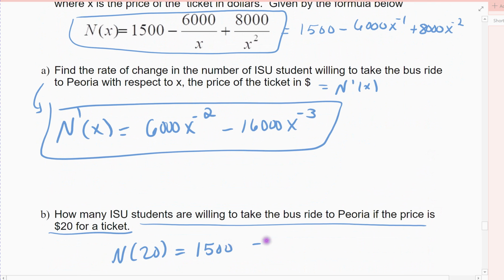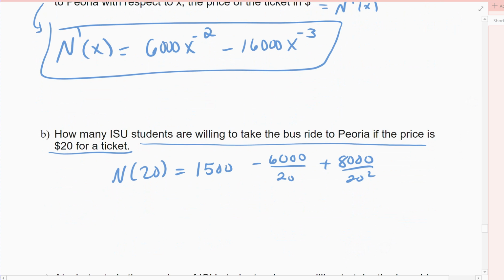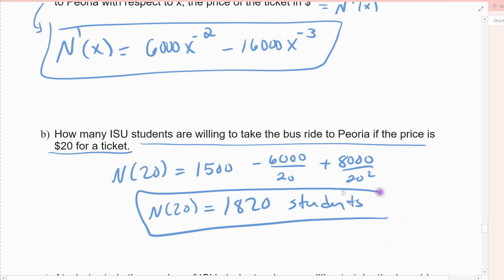So 1,500 minus 6,000 divided by 20 plus 8,000 divided by 20 squared. Carefully type that out. So if the price of the ticket is set to $20, it's expected that 1,820 students are willing to take the bus to Peoria.